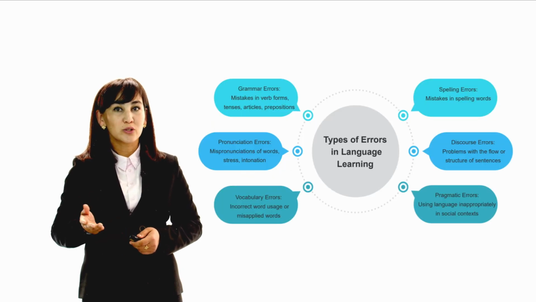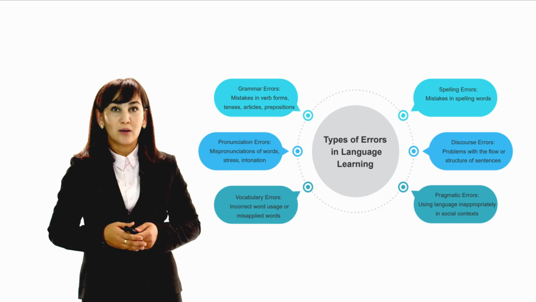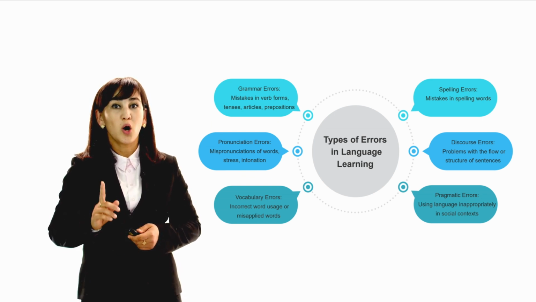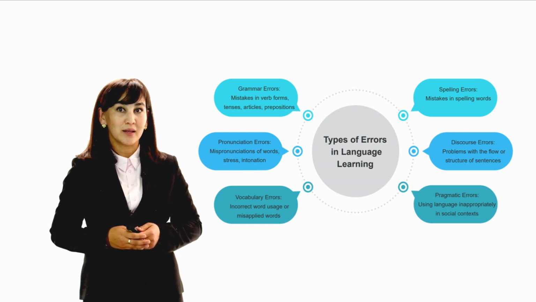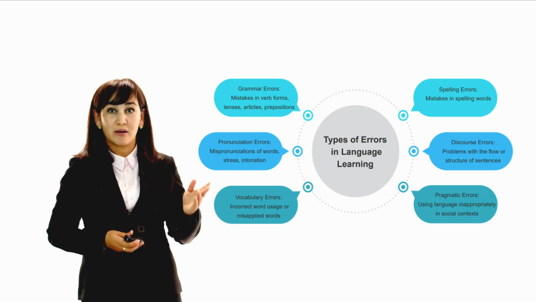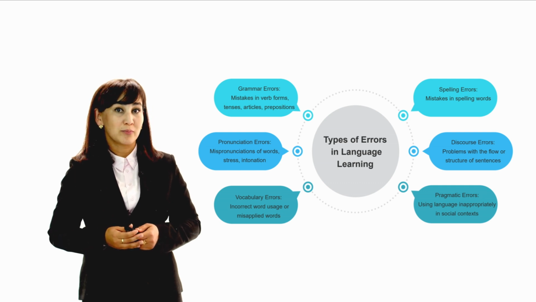Now, let's look through different types of errors in language learning. Now, let's break down the main types of errors students make. First, a very common problem in student speech is grammar errors. They can be tense agreement, subject-verb agreement, and etc. We may have pronunciation errors as well. Students here mispronounce sounds. They can have problems in stress or intonation.